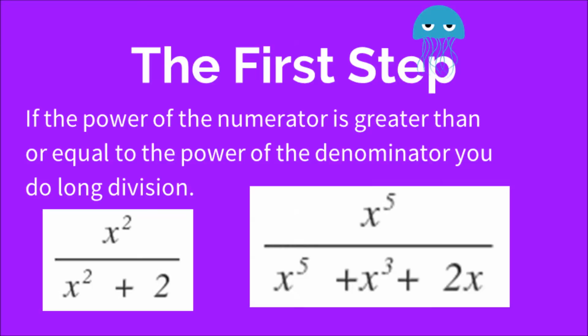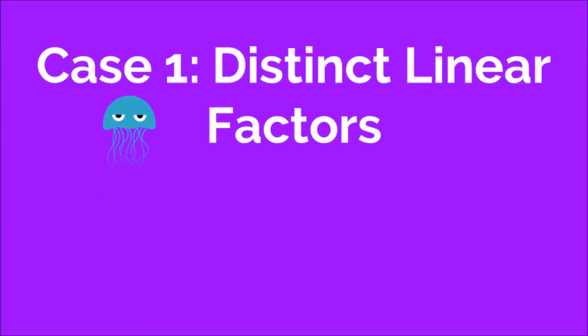The first step in breaking down or decomposing partial fractions is to identify if the power of the numerator is greater than or equal to the power of the denominator. If it is, as in both examples below, you cannot break them down into partial fractions, but instead must use long division. In regards to partial fractions, there are four distinct cases. In this case, we are going to look at rational functions where the denominator only contains distinct linear factors.